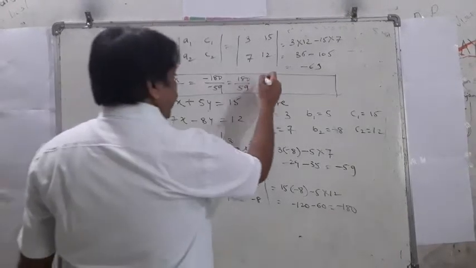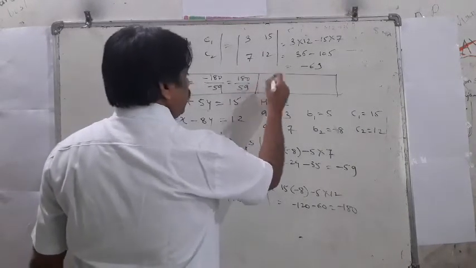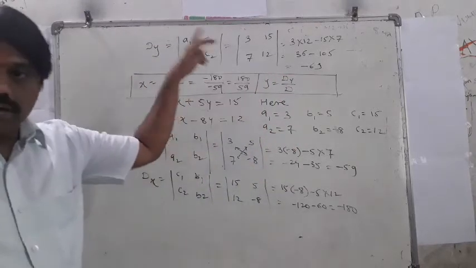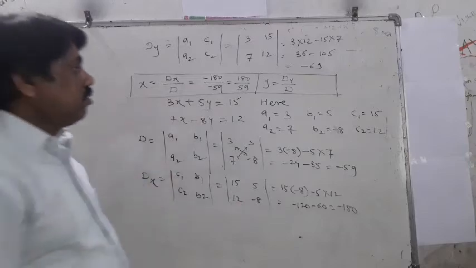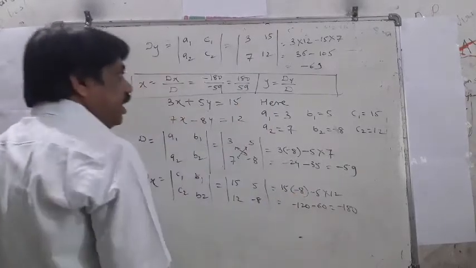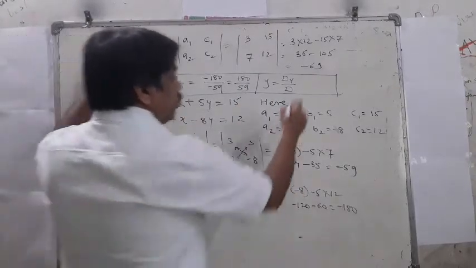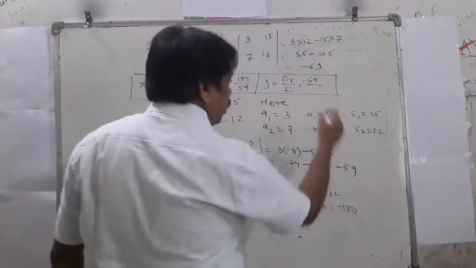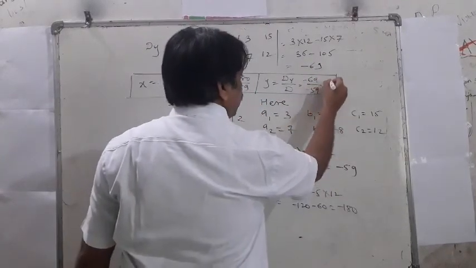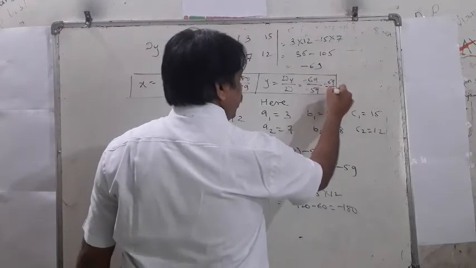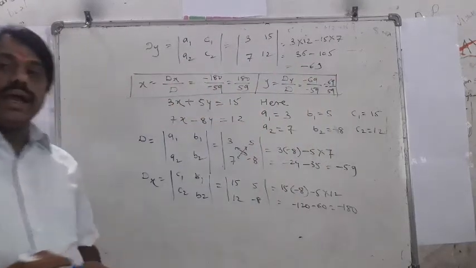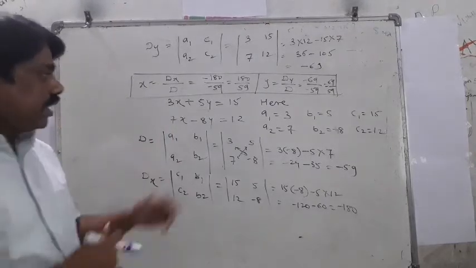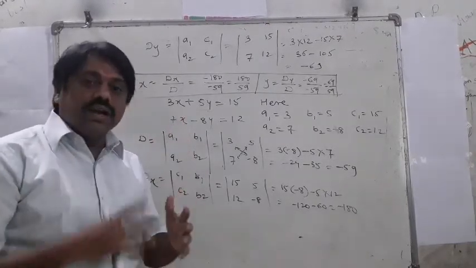And dy, y is equal to dy upon d. What is the value of dy? Dy's value is negative 69 and d's value is negative 59, and the final answer is 69 upon 59 because both the negatives are cancelled. Okay, now I think you must have learned what I taught. I taught Cramer's rule.